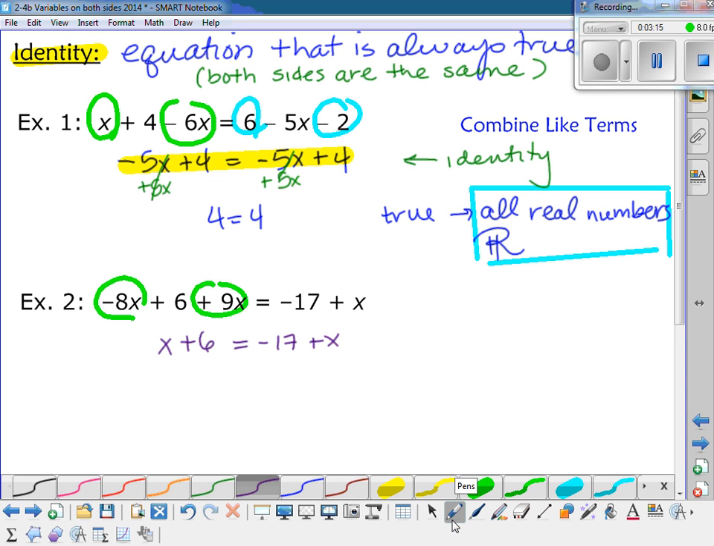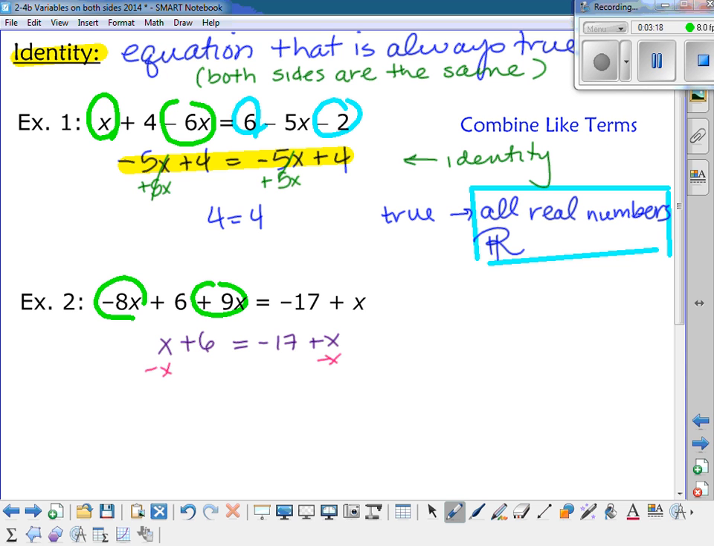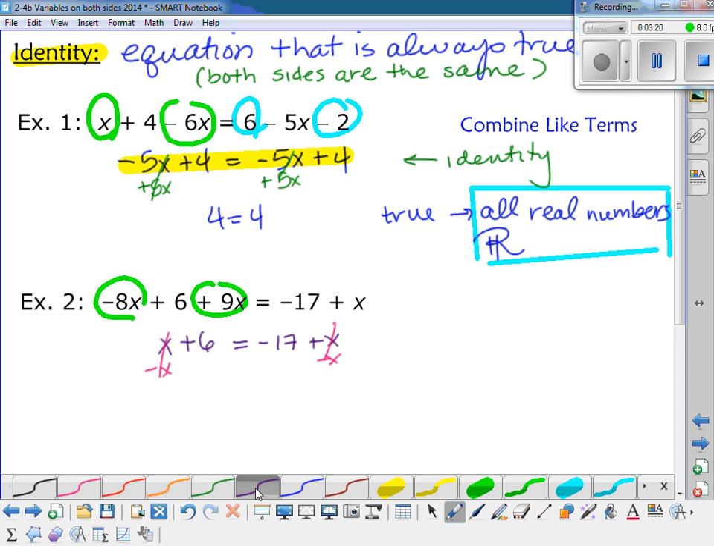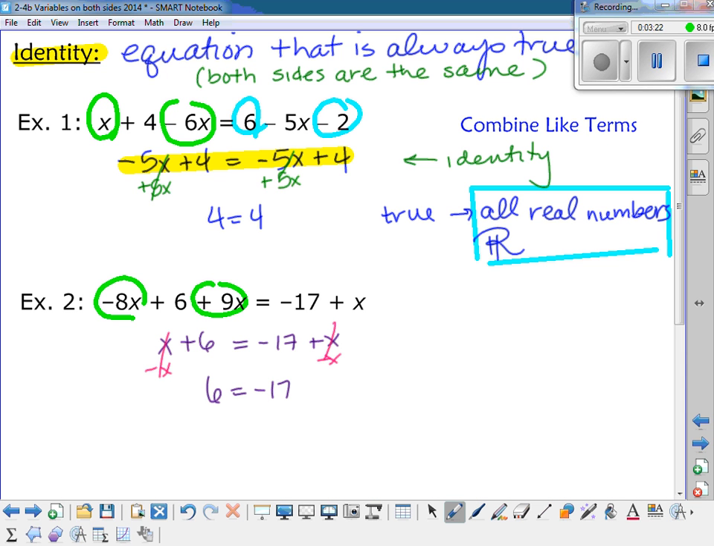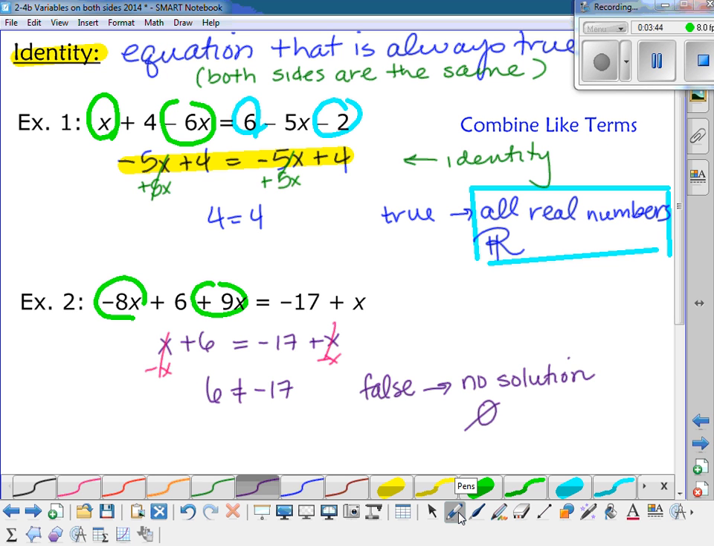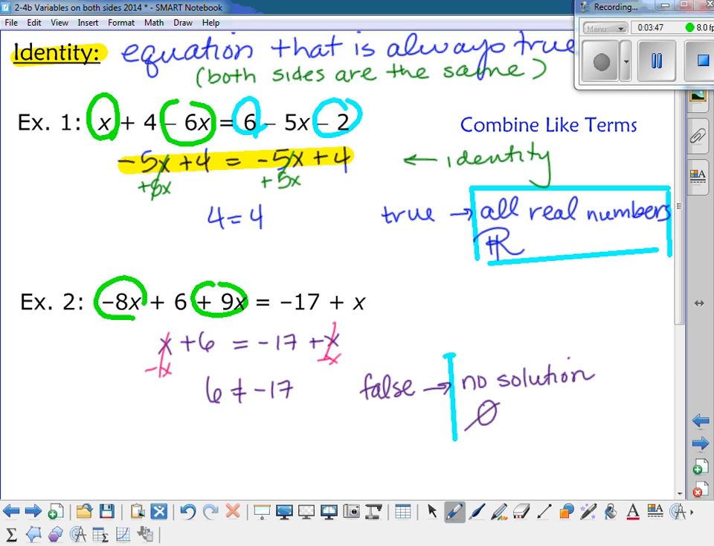Now when I subtract x from both sides, I'm left with 6 is equal to negative 17. Does 6 equal negative 17? No, it doesn't. So whenever you end up with something that is false, that means that there is no solution. You can write that as the empty set or the null set, which is a 0 with a slash through it, or you can write out the words no solution, either way.